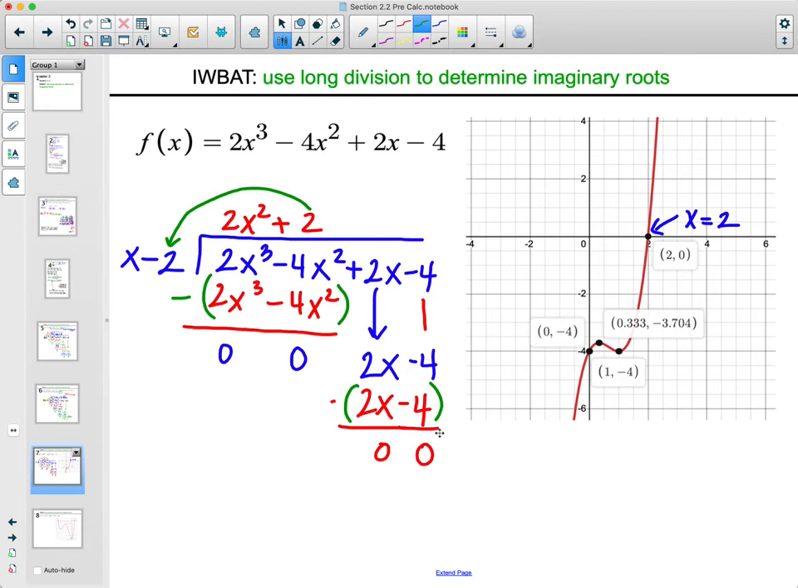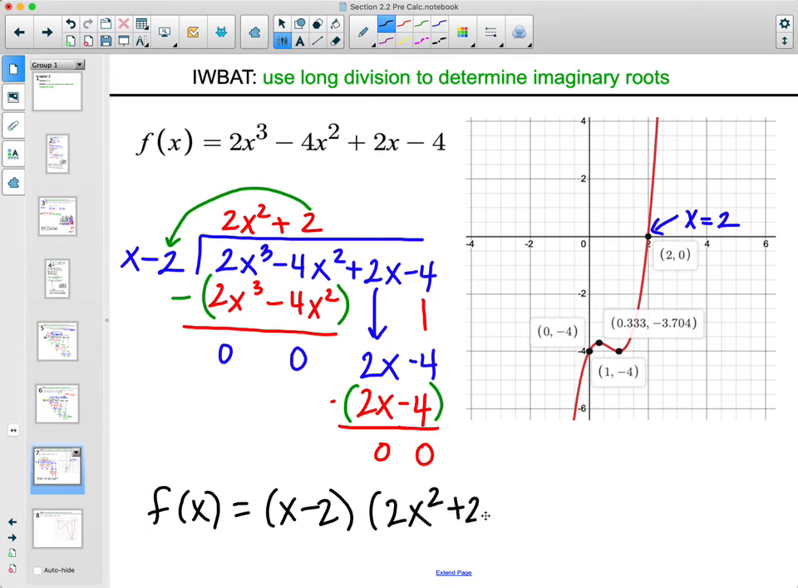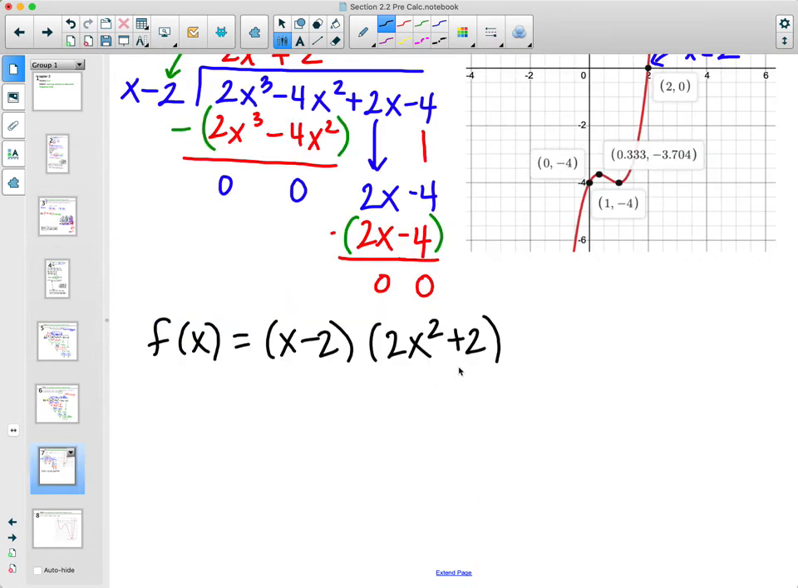The reason that I know that that shouldn't happen is if it's an actual factor, if it's a solution, you shouldn't have a remainder. So if you end up with a remainder, something happened. So now what we have is we've factored this polynomial down to x minus 2 and then 2x squared plus 2. So if we want to find the imaginary solutions, we already know this one gives us a solution of x equals 2. So now we just have to deal with this one to find the solution here.